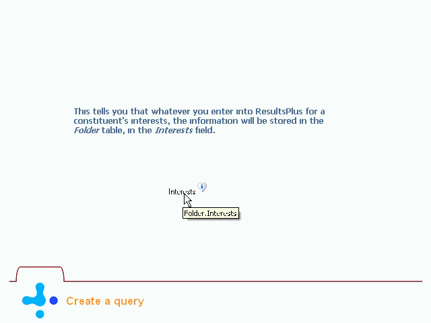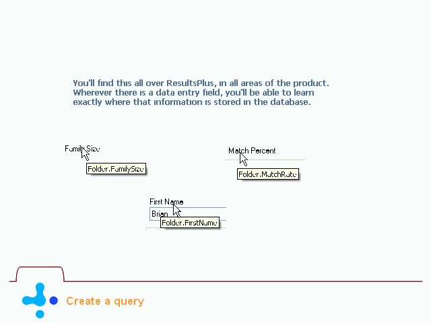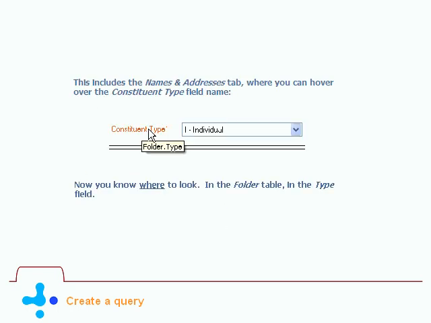This tells you that whatever you enter into ResultsPlus for a constituent's interests, the information will be stored in the folder table in the Interests field. You'll find this all over ResultsPlus in all areas of the product. Wherever there's a data entry field, you'll be able to learn exactly where that information is stored in the database. This includes the Names and Addresses tab, where you can hover over the constituent type field name. Now you know where to look: in the folder table, in the Type field.